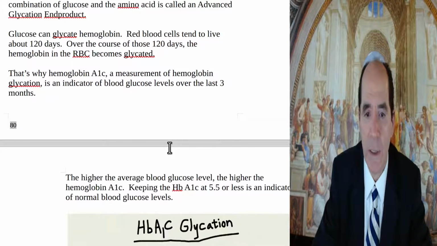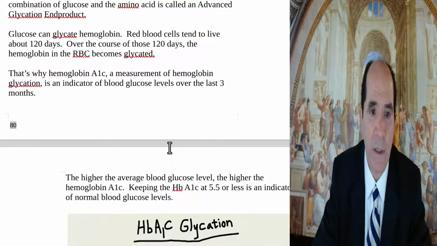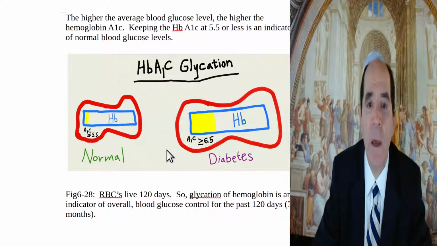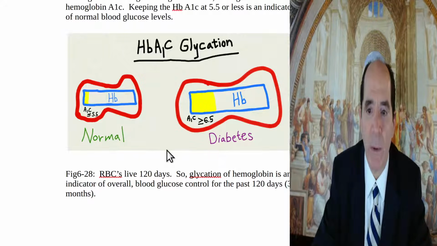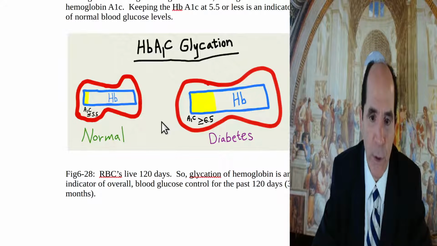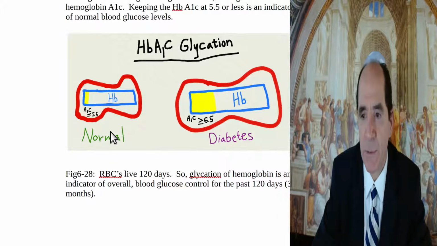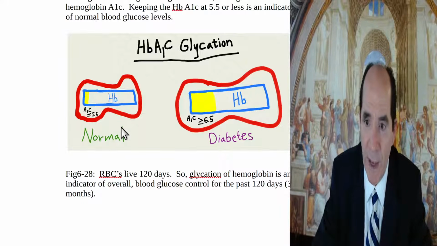The hemoglobin A1C in the red blood cells gets glycated as well. Glucose in particular will glycate that. But I'm just showing you, here's hemoglobin A1C. Normally you'd want it at least less than 5.5. 5.5 to 6.5 is pre-diabetes. Over 6.5 is diabetes.